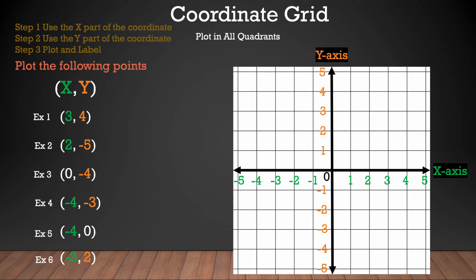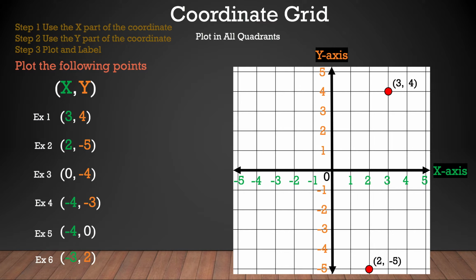Okay, so let's take a look at the first example. We're going to go right 3 because it's a positive 3, and then we are going to go up 4, and then finally we plot, we label, and we're done with that example. Now let's take a look at the next example. We're going to go right 2, and this time we're going to go down 5 because it is negative 5. So we go down 5 to negative 5. Now we plot and we label.